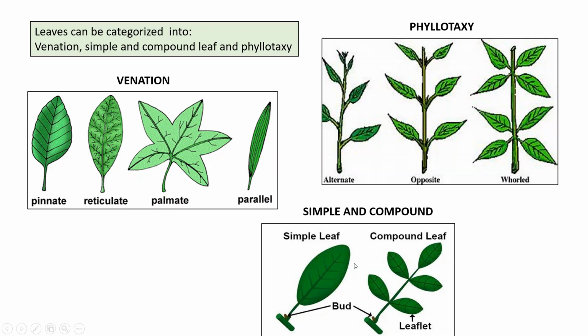Now let us move on to compound leaf. The leaf in which a lamina is cut into a number of small leaflets on a common stalk is called a compound leaf. So there's a common stalk for both. But here this one lamina has been cut into smaller leaflets. So this is a compound leaf and this is a simple leaf and this is the bud.